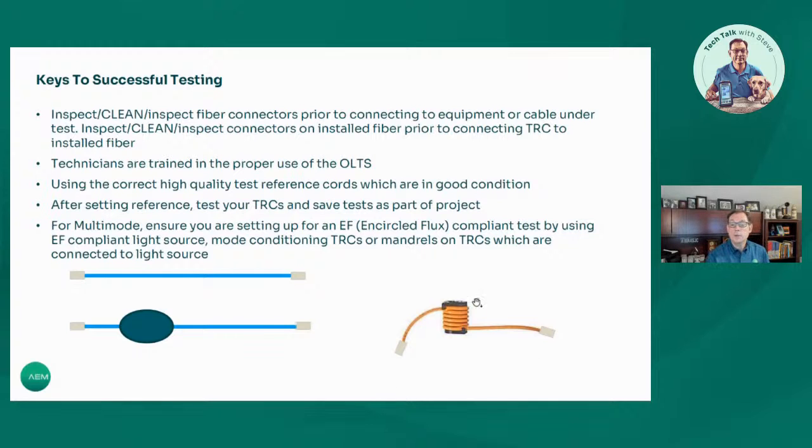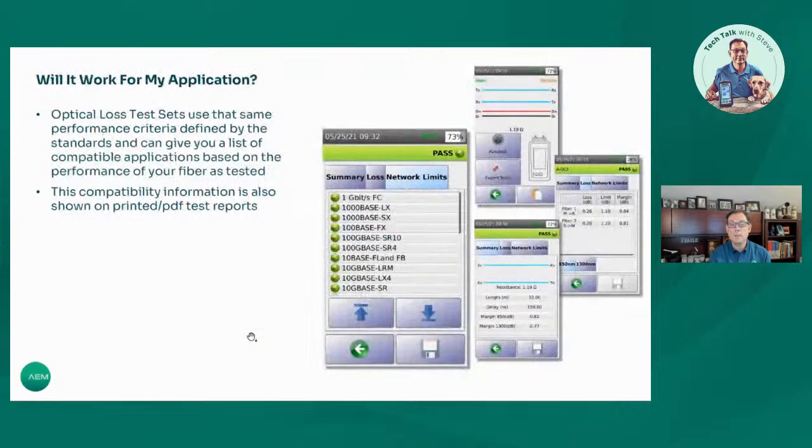The other one that you see here, this little orange spool here, if you will, is a mandrel. And you'll need to do a mandrel wrap if you don't have either an EF compliant transmit port or a reference cable that does mode conditioning. So keep that in mind.